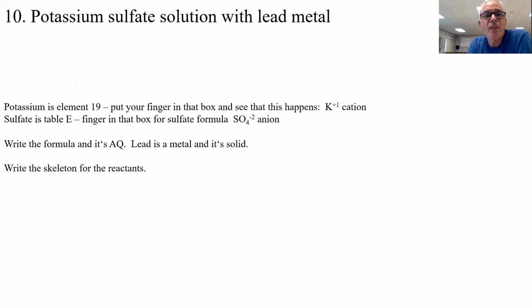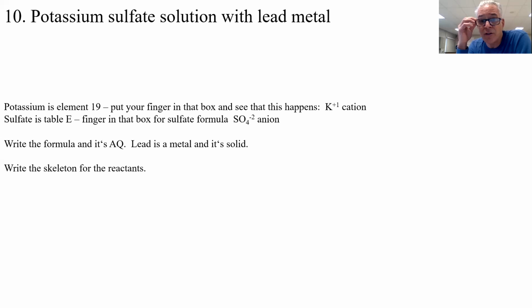Number 10, potassium sulfate solution with lead metal. Here again, we have an aqueous solution with metal atoms going in to set up for a single replacement. So we have to write the formulas for potassium sulfate. Potassium's element number 19. Put your finger in the box. Element 19 makes a positive 1 ion. Sulfate's on table E. We've seen it a couple times now. SO4 minus 2.